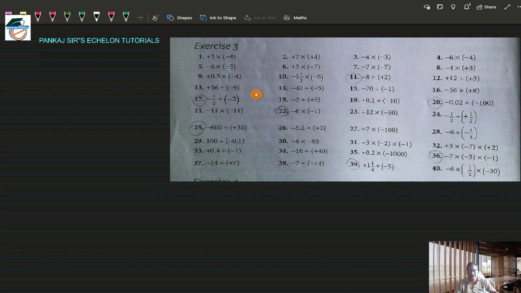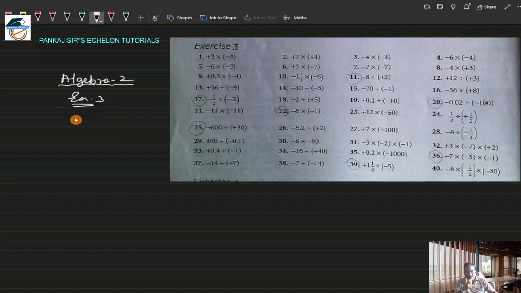Before we start with this exercise 3, I want to tell you how it works. What are the rules for multiplication and division of directed numbers? Let me write this is Algebra 2, from the David Rayner book, 4th edition, and this is exercise 3, dealing with the multiplication and division of directed numbers.